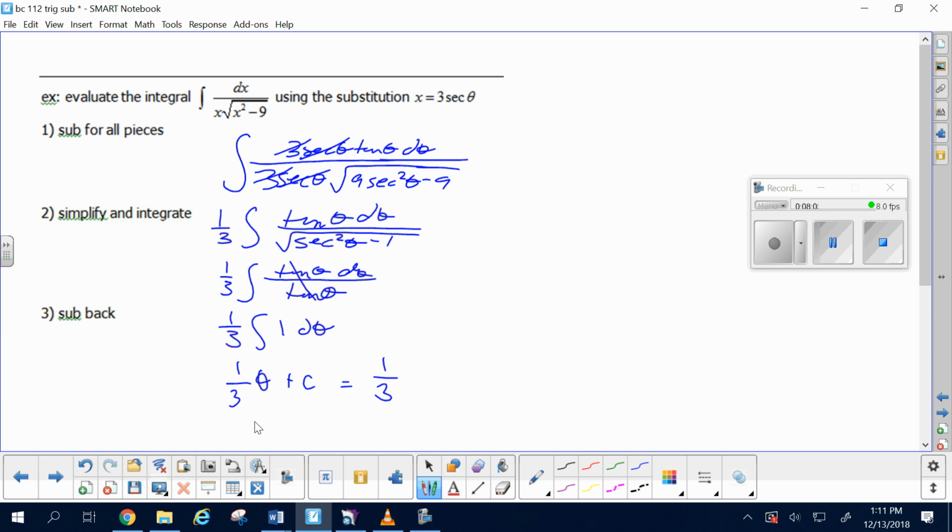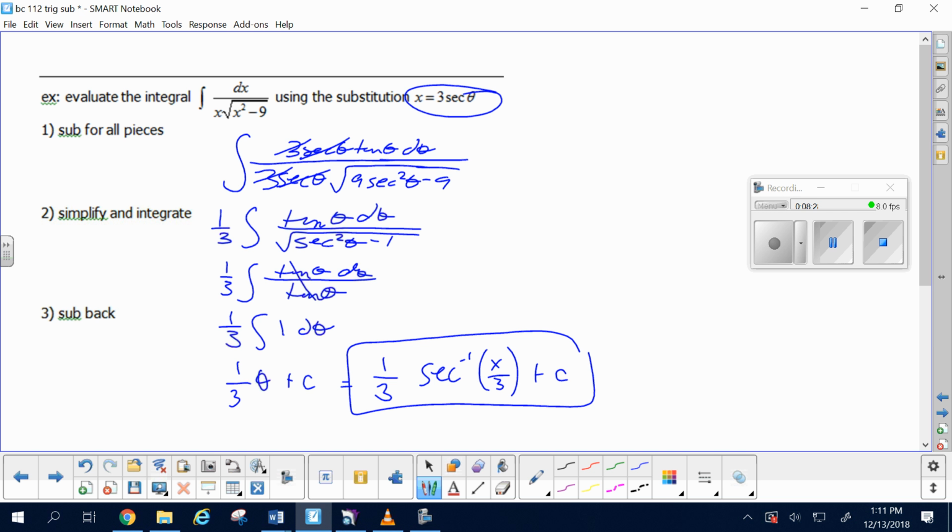Are you going okay? So I got 1 in the integral, which obviously the antiderivative of that is theta, integrating with respect to theta. Subbing back for theta then, solve that equation for theta: theta is inverse secant of x over 3. And that's all. Okay?